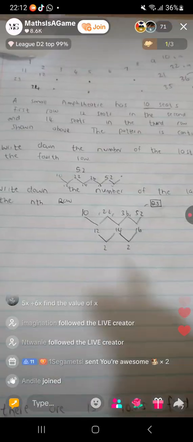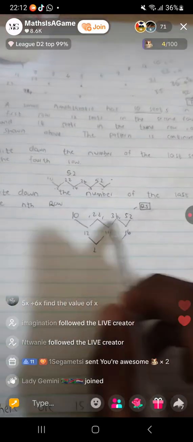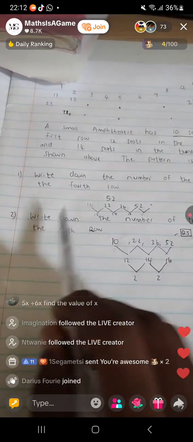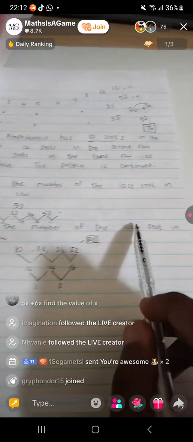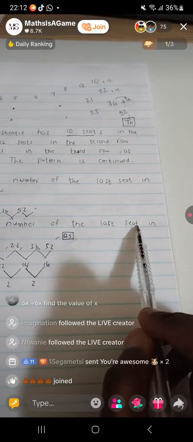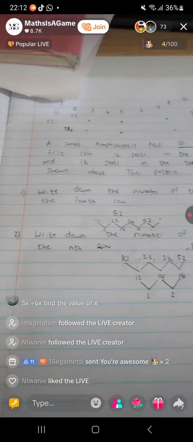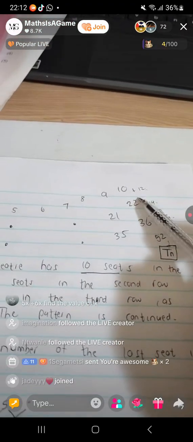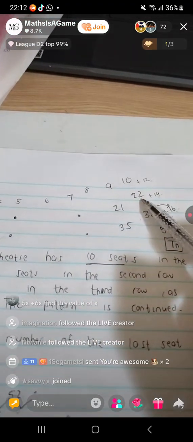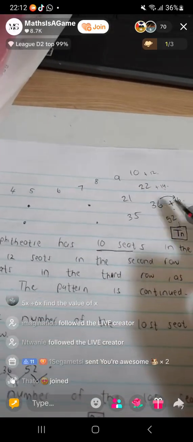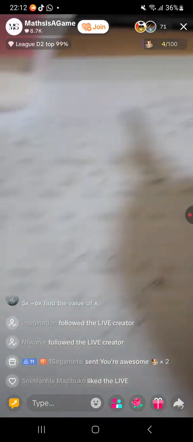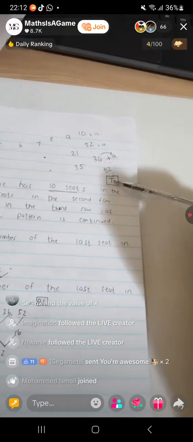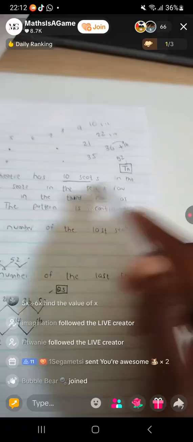All right. So here I want to find the nth term of this sequence. That's what they are asking for here. Write down the number of the last seat in the nth row. Like for instance, we've been writing the number of the last seat in the second row, the third row, the fourth row. Now they are asking us to write down the number of the last seat still, but in the nth row.